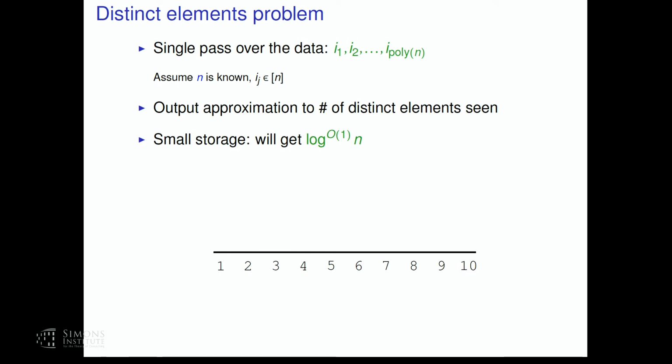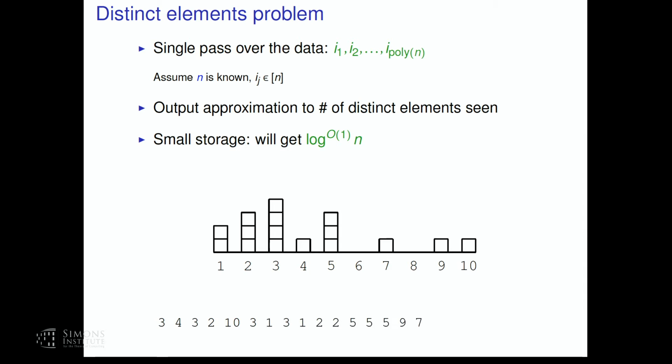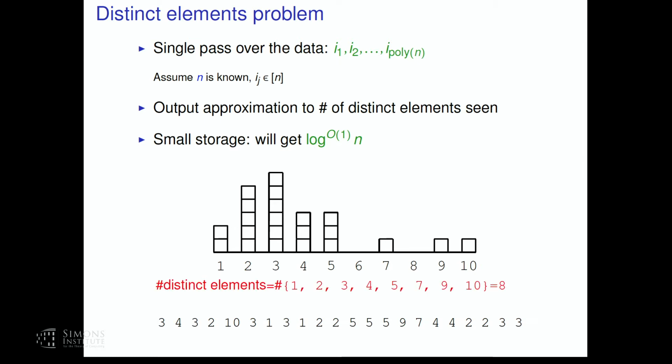Here's a pictorial representation. Suppose that our data items come from a universe of size 10, so they're numbers between 1 and 10, and our stream is just a sequence of such numbers. Here they are coming in at the bottom. The sequence is 3, 4, 3, 2, 10, 3, etc. As the stream is coming in, on the slide I'm also maintaining the frequency vector representation for that stream. In particular, this shows the number of times every given item appeared. For example, item 1 appeared twice, item 2 appeared 5 times, etc.